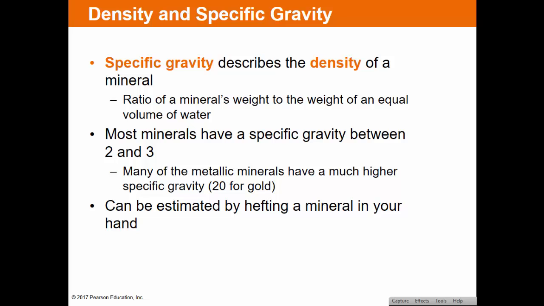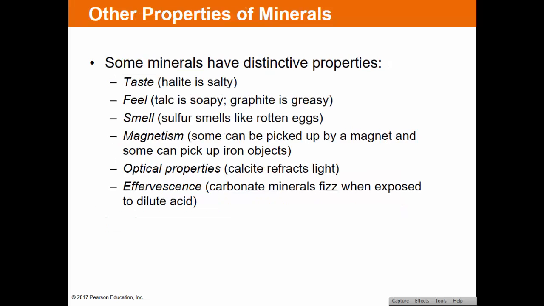Specific gravity basically is the density of a mineral, the ratio of the mineral's weight to the weight of an equal amount of pure water. Most minerals have a specific gravity between 2 and 3. Those metallic minerals have a much higher specific gravity because they're much denser, and other minerals may be somewhat lighter. You basically can pick up a mineral in your hand and tell whether it's heavy or light.